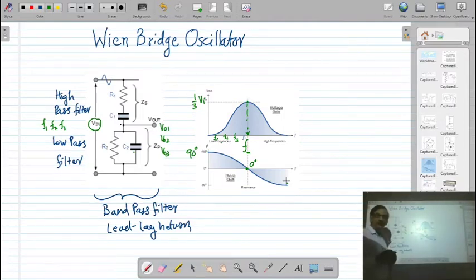So what is important for the oscillation? We require this point where the phase difference is 0. And the second point is that for this particular frequency, the output voltage is maximum. It means we can say that this Wien bridge network has selected one particular frequency F, and that's why this circuit is also known as a frequency selective network.